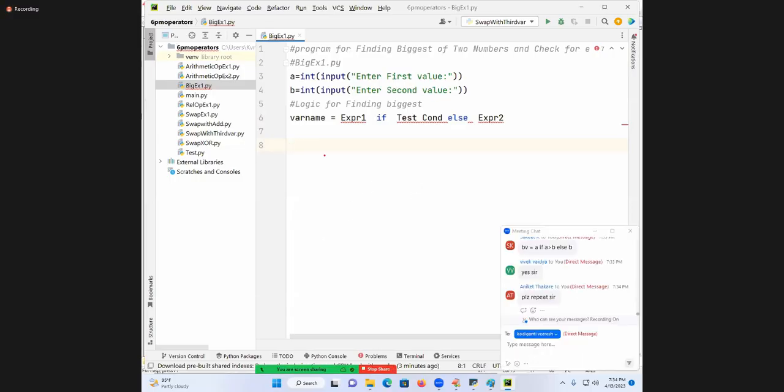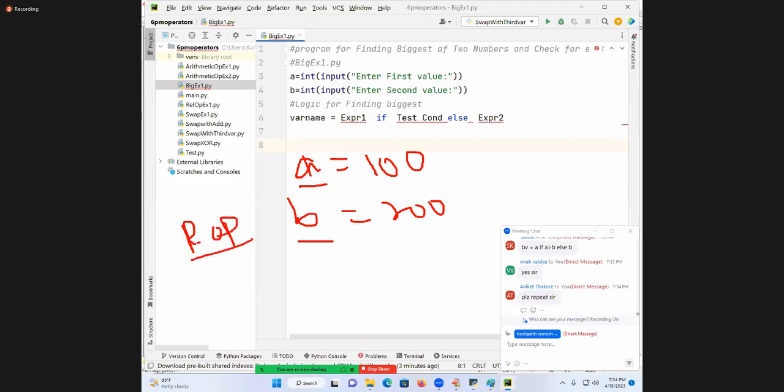What is the condition? How many values are there? A is equal to 100. B is equal to 200. I want to find the biggest among these two. That is a comparison. Comparison means which operators will I use? I will use relational operators.